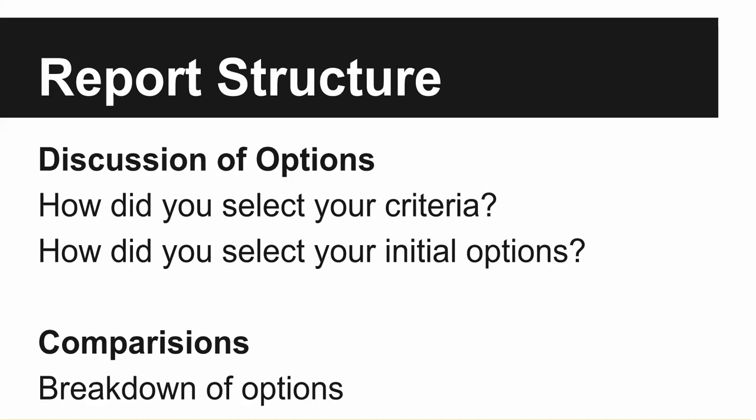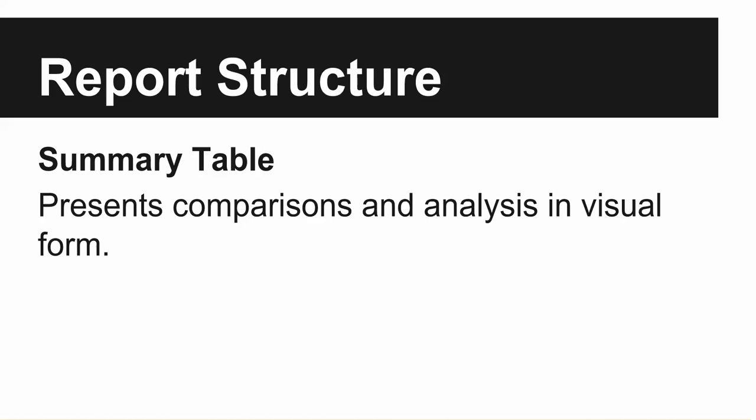Then you discuss your options. How did you select your criteria? How did you select your initial options? And then you start doing your comparisons. You're breaking things down. For feasibility studies, you're breaking down things like cost or how much labor it would require to implement something. For recommendation reports, you'd probably be doing some sort of side-by-side, looking at the battery life of laptops, and then the maintenance requirements of certain laptops and the initial cost.